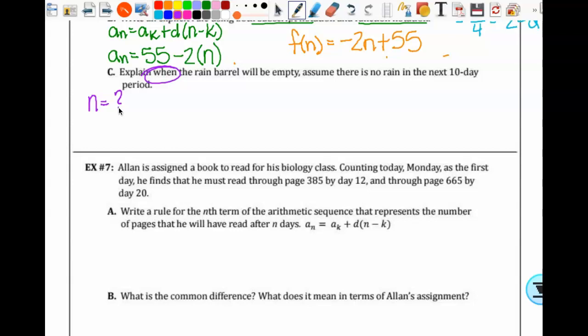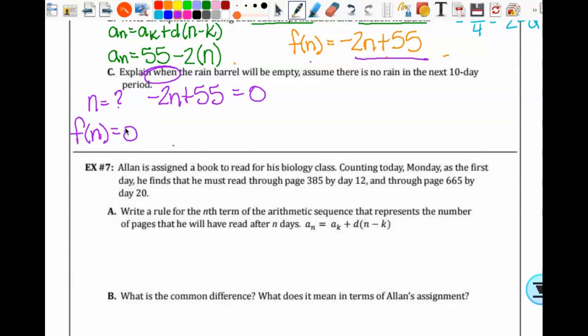Yes or no? No. If I substitute 0 in for n, my answer is 55, because a sub 0 is 55. What I want is, when I substitute something in for n, that's a day number, and that tells me how much water's in there. This represents how much water's in there. So if I'm going to say there's 0 water, then negative 2n plus 55 has to equal 0. Because if I want to know what n is, I have to say I want to know what f of n equals 0.